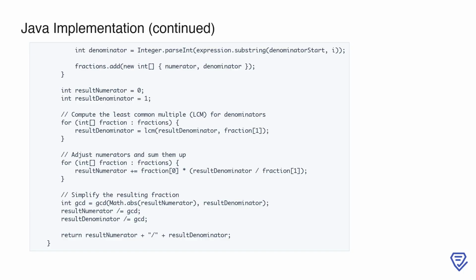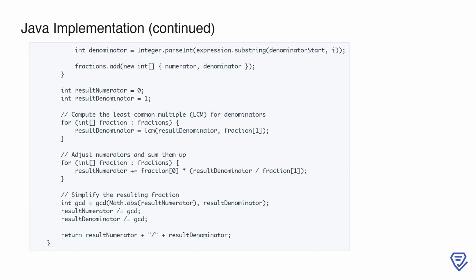We iterate through each fraction in the list, updating result_denominator to the LCM of its current value and the fraction's denominator. After calculating the common denominator, we adjust the numerators of each fraction to match this common denominator and sum them up. This is done by scaling each numerator proportionally and adding it to result_numerator.